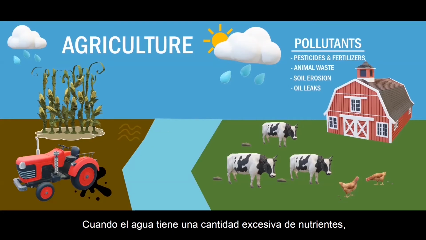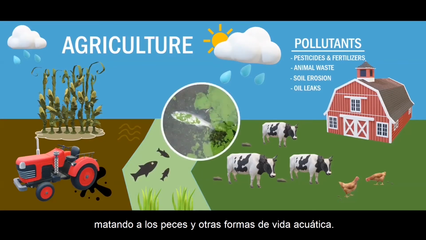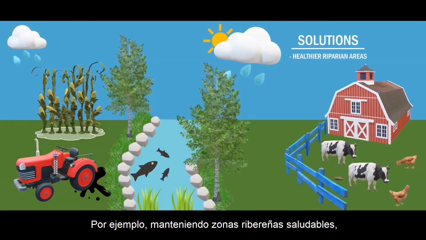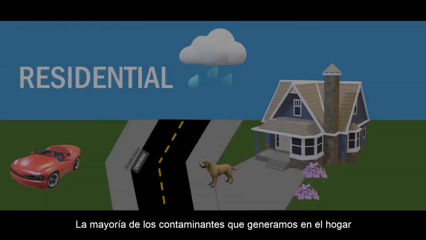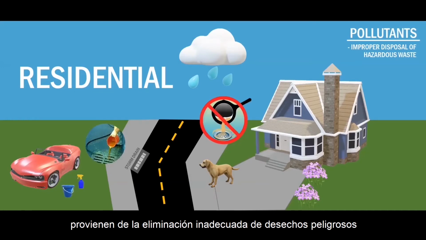When water has an excessive amount of nutrients, an overgrowth of algae can occur, which rapidly consumes most of the oxygen in the water, killing fish and other aquatic life. Fortunately, we now know there are many ways to continue agricultural operations that are beneficial to the watershed. For example, by maintaining healthy riparian areas, protecting water quality, restoring wetlands where crops don't grow well, and many other farm practices.